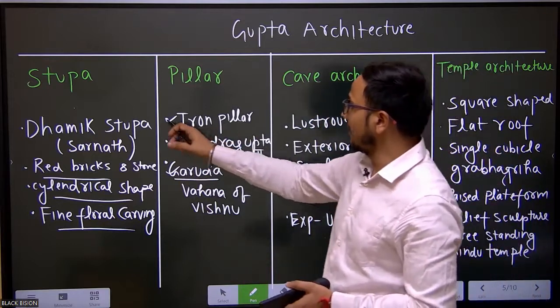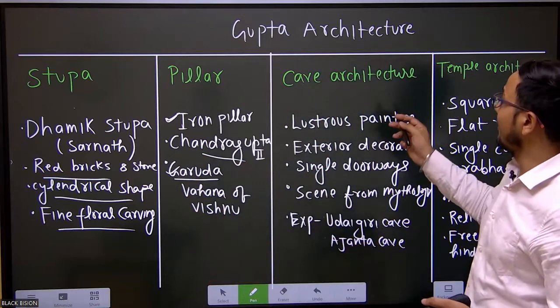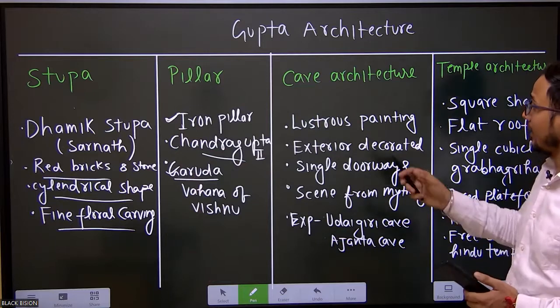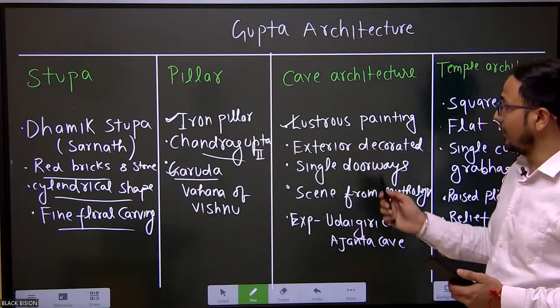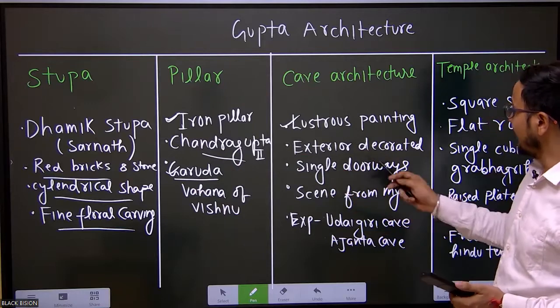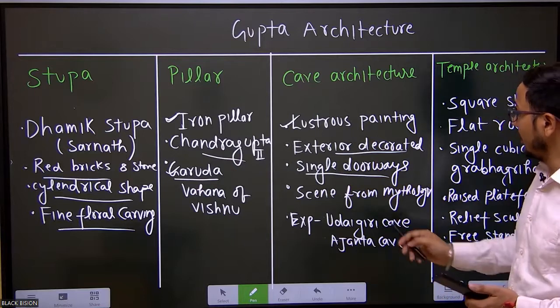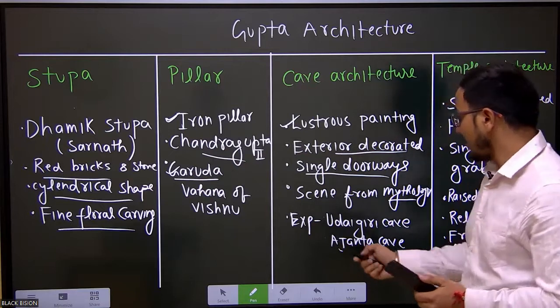So what is the specialty? The specialty is that it is non-rusted. Now, cave architecture. If you look at the cave architecture, you will notice very lustrous mural paintings. You will find such paintings nowhere else. The exteriors are decorated, with single doorways, and themes seen from the mythology of Hinduism as well as Buddhism.